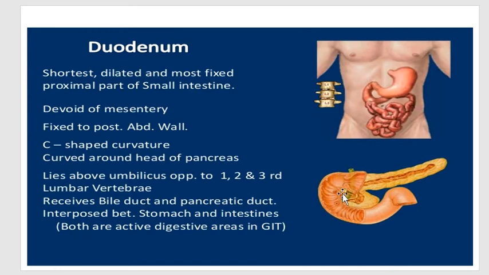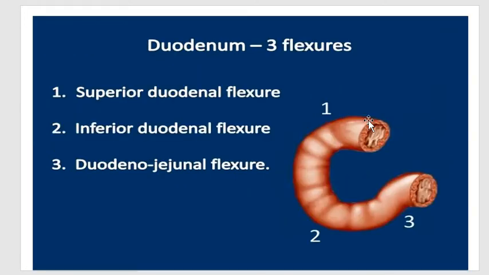It has a C shaped curvature which is curved around the head of the pancreas, and this duodenum lies above the level of the umbilicus. This is the level of the umbilicus, so it is situated above the level of the umbilicus. Next, as the duodenum is C shaped, it has 3 flexures.